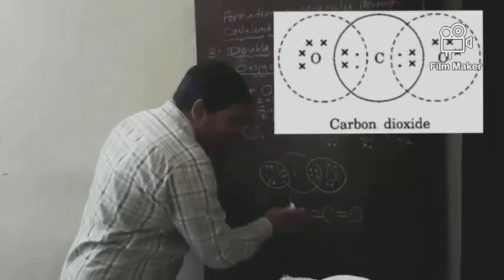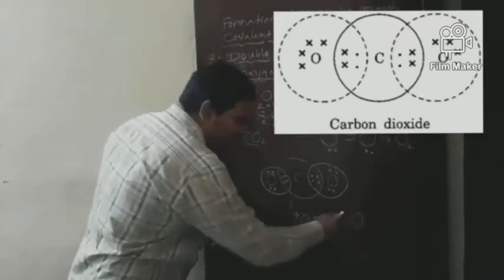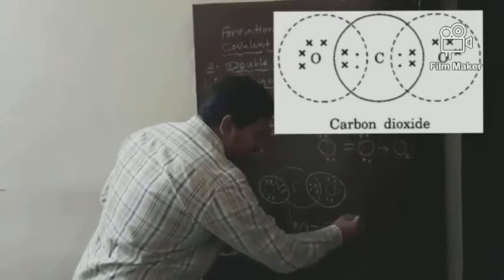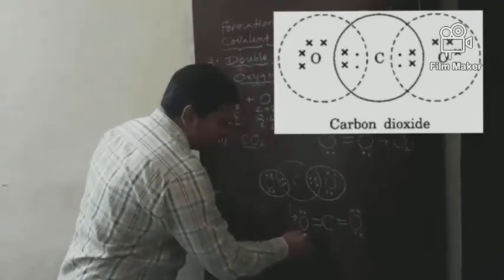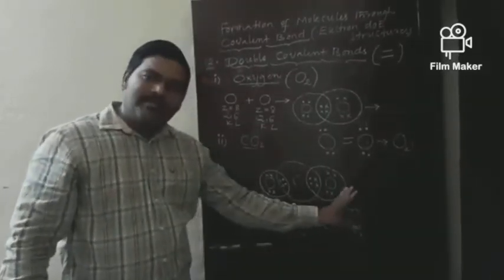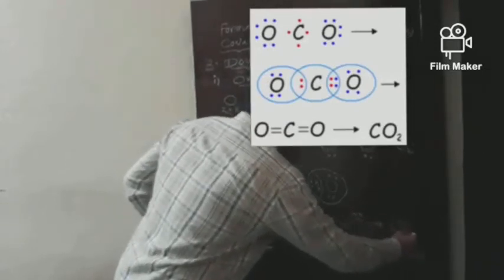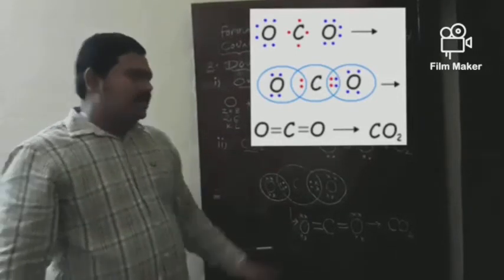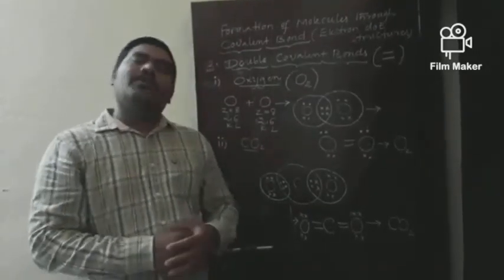A double bond is formed with oxygen. And after bond formation, these two lone pairs of electrons are as usual on every oxygen. So, both the oxygens are left with two lone pairs of electrons. And finally, it is able to form a carbon dioxide molecule. So, these are the best examples in the case of double covalent bond.